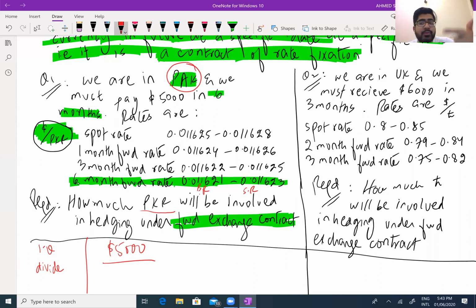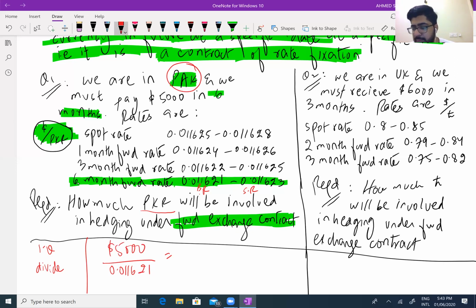For example, you are paying ACCA fees of £100. You will be buying £100 from the money changer. So remember, whenever we pay, we have to buy currency. Whenever we receive, we have to sell currency to the money changer. Whenever we have to pay, we have to buy currency. So since we have to buy, apply the buying rate, which is 0.011621, already highlighted.